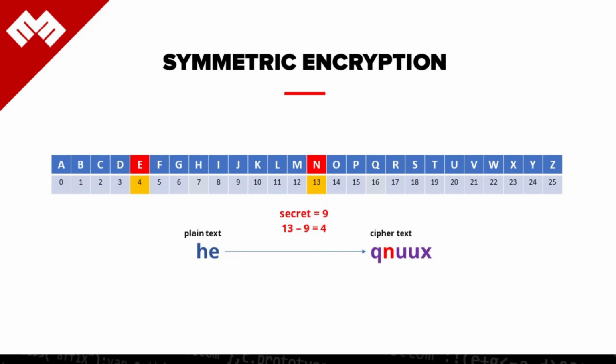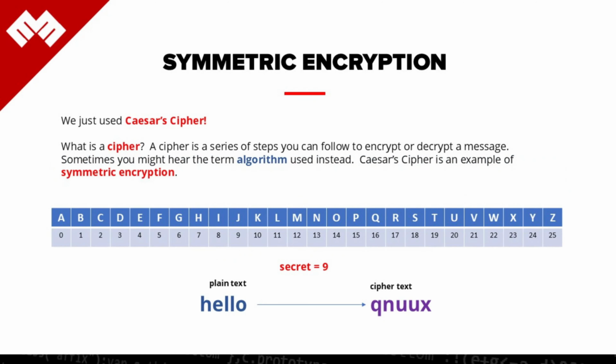If the final plain text message is something intelligible to you, then it probably means you've successfully decrypted the message. Luckily for us, our process is correct, such that if you repeat this process for every letter, you will see that the original plain text message is hello. Congratulations, we just used something called Caesar's cipher to decrypt a message. So then, what is a cipher?